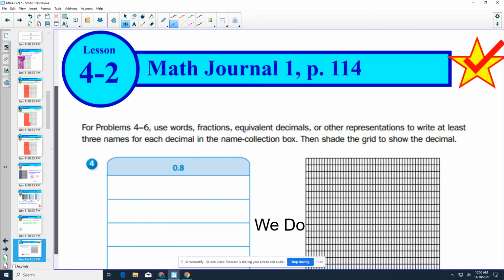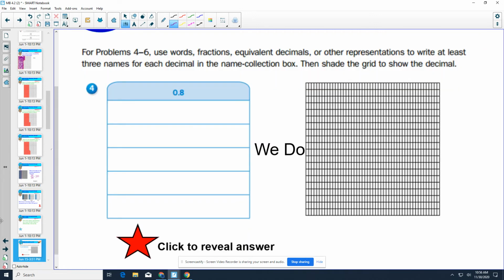So when we look at these, we're going to do this one here together. For problems 4 through 6, use words, fractions, equivalent decimals, and other representations to write at least 3 names for each decimal in the name collection box. Then shade the grid to show the decimal.